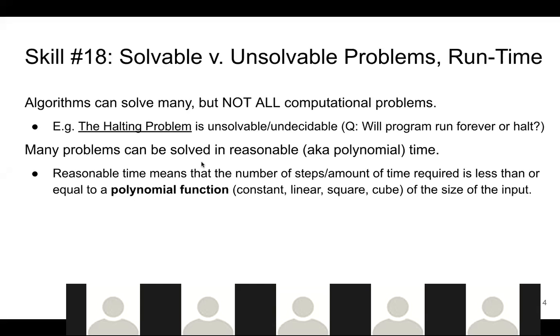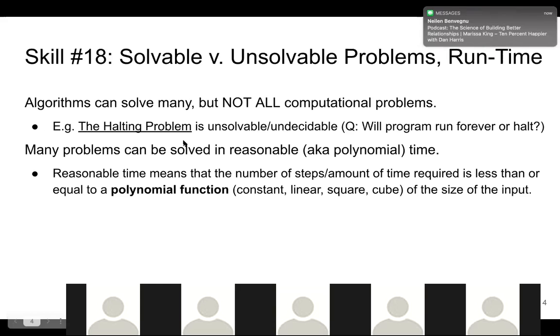And so reasonable time means that the number of steps, the number of operations that the computer performs, or the amount of time required is less than or equal to a polynomial function, which is constant, linear, square, or cube as it relates to the size of the input. So this all may seem like a bunch of gibberish at the moment, but let's get into an example.